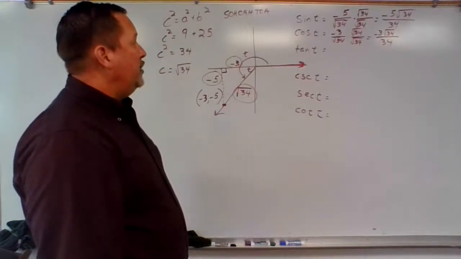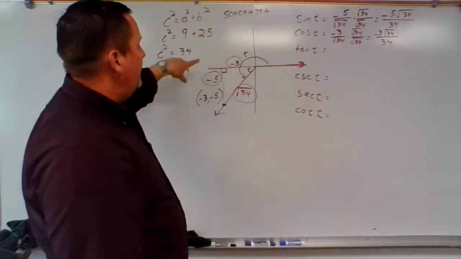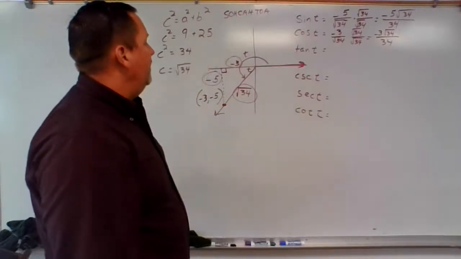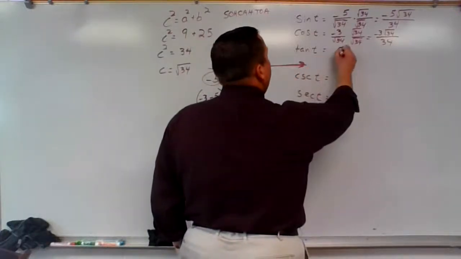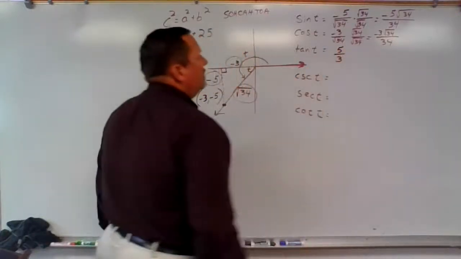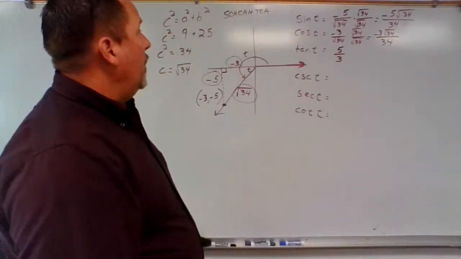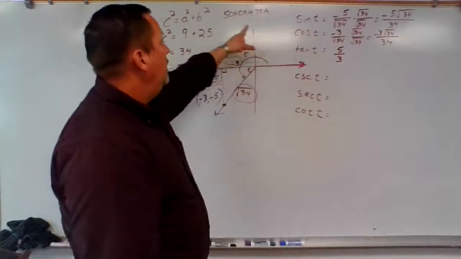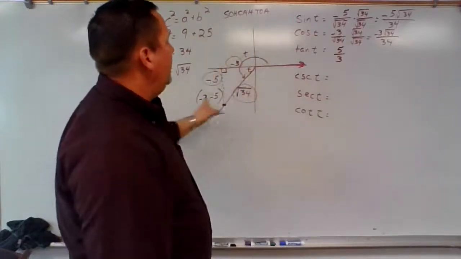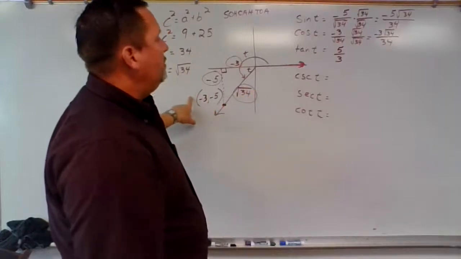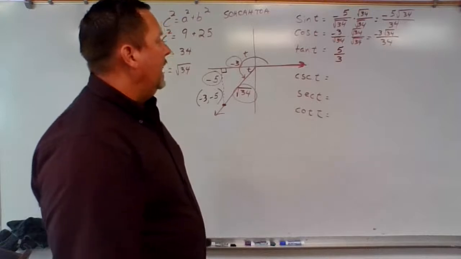But I notice when I do tangent, that's opposite over adjacent. It's a negative over a negative. They cancel each other out. So the tangent is simply going to be a positive 5/3. Let me remind you what I wrote before. A Smart Trig Class, ASTC. Here I'm expecting tangents to be positive. And again, that's what we got.